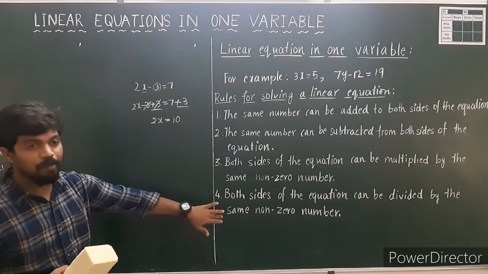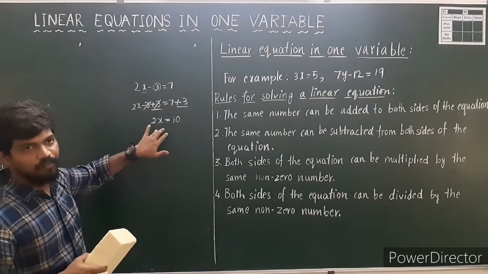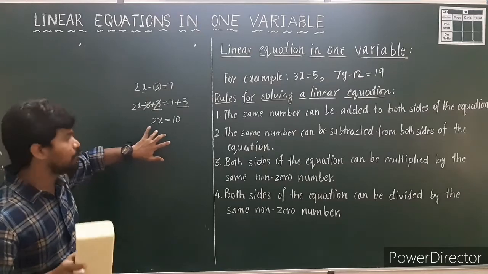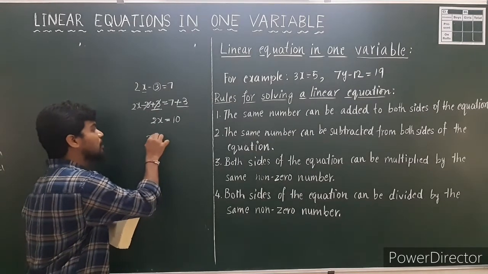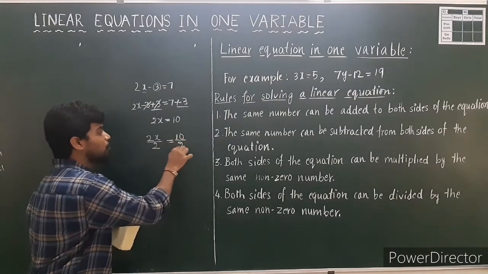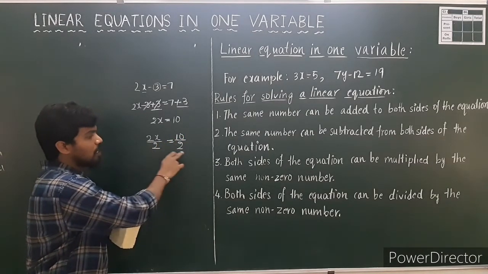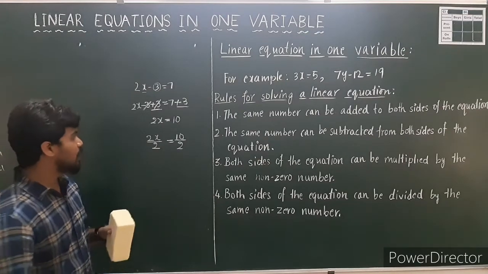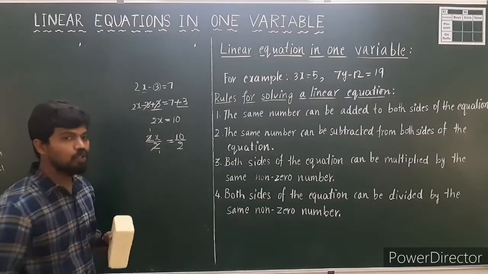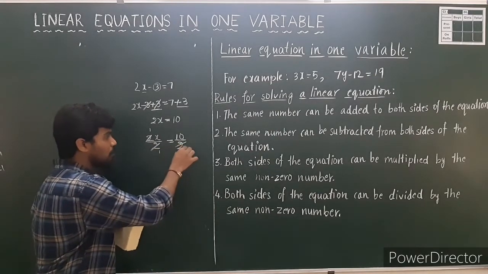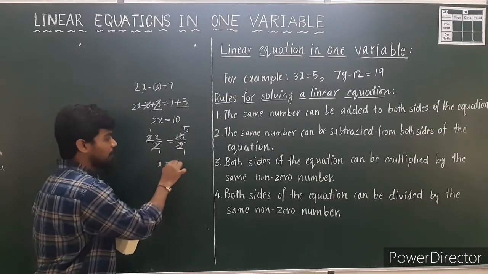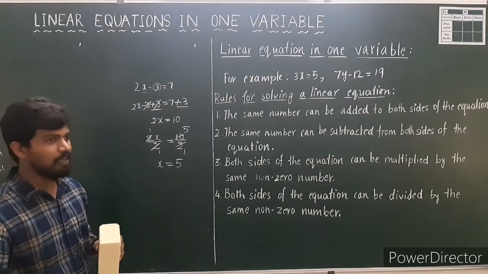Anything divided by 0 is not defined, so we divide by a non-zero number. 2x divided by 2 and 10 divided by 2. Both sides of the equation can be divided by the same non-zero number. The 2s cancel: 2 ones are 2, 2 fives are 10. So x is equal to 5.